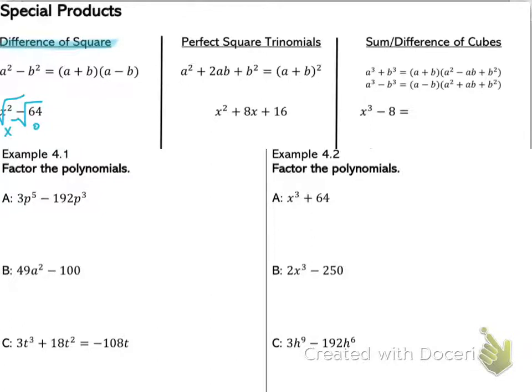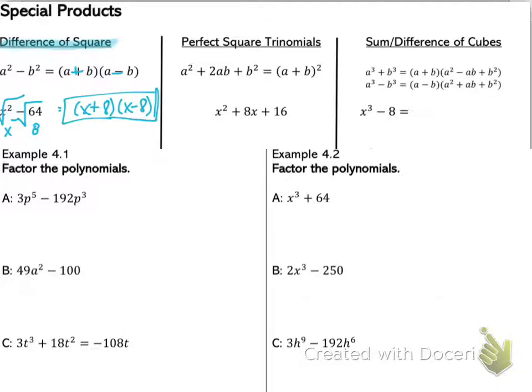So in the example below, x squared minus 64, take the square root of each one, we get x and 8. Square root of 64 is 8. And so we need to write this as binomials where one is positive and one is negative. So it'll say x plus 8, x minus 8, and that is my answer.